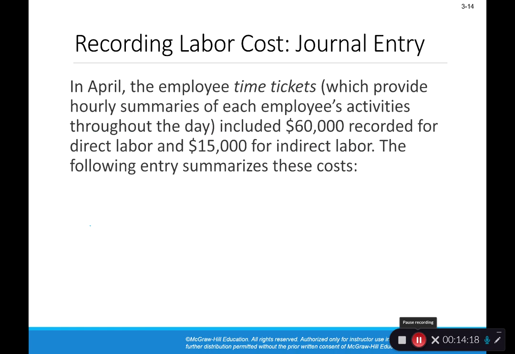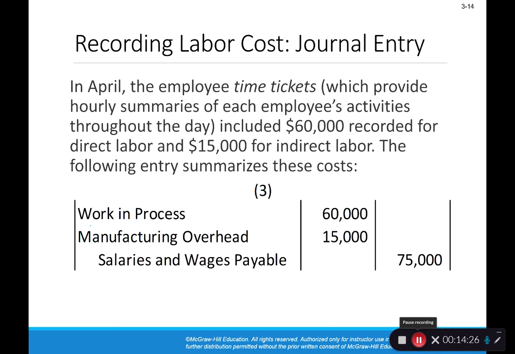So in journal entry form, if we had 60,000 recorded as direct labor and 15 for indirect labor, what we would do is put the direct labor into WIP, which to increase assets, we debit it. The indirect labor into overhead. To increase assets, we debit that. And then the total 75,000 would increase my salary and wages payable liability. Or we could also be crediting cash to decrease that asset.